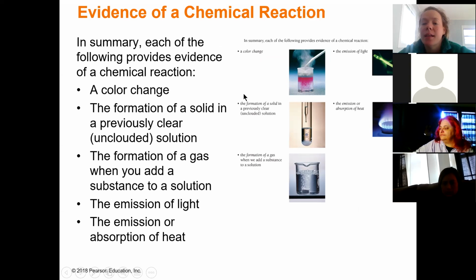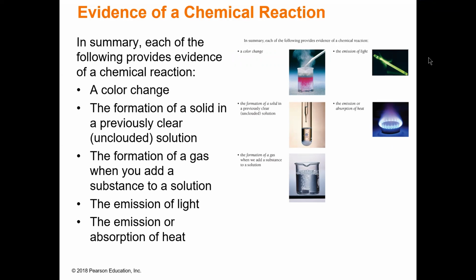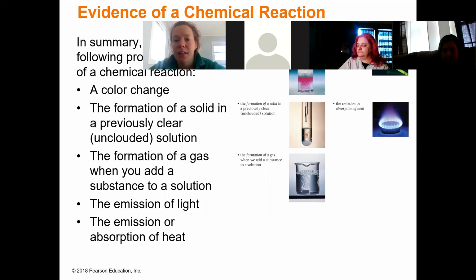Some things that indicate that a chemical reaction has occurred: a color change. That isn't always the case with color change. Sometimes we can have a color change and it isn't a chemical change, it's a phase change. We can have the formation of a solid. That is definitely a good indicator of a chemical reaction.